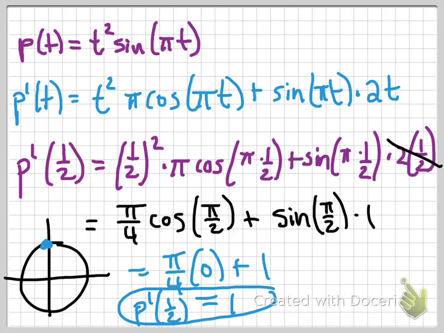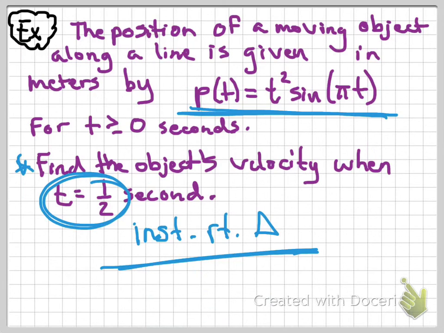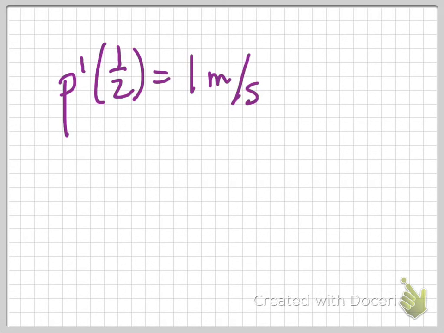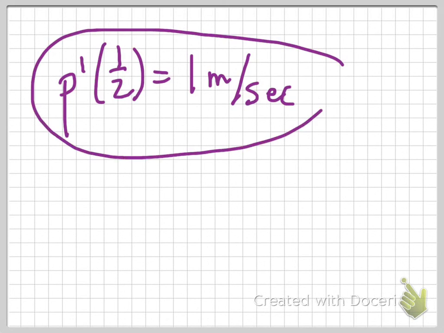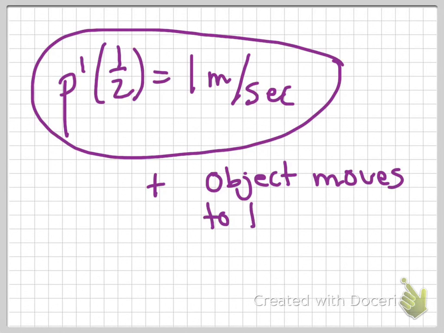There is my answer. And if you go back and check the question that said find the object's velocity when time equals 1/2 second, now we know its velocity is 1, and the units were meters and seconds. So I'm going to write P prime of 1/2 equals 1 meter per second, which means the object that is moving has a positive velocity, and if velocity is positive, then we know the object's going to the right. So the object moves to the right. And there is my answer.